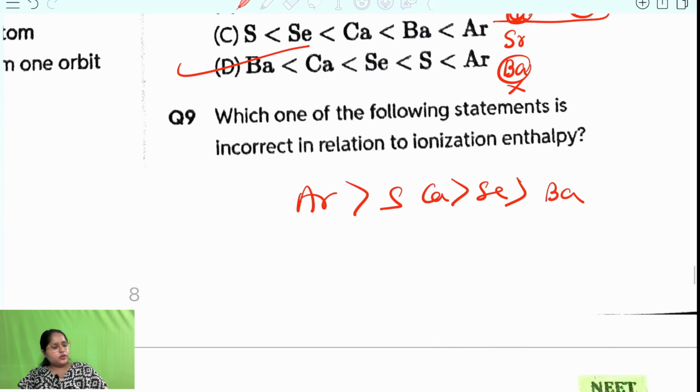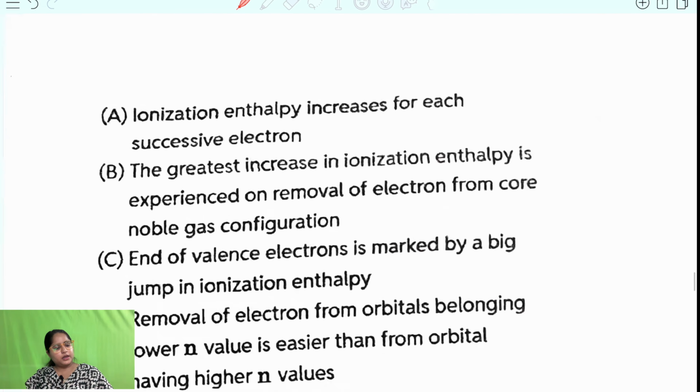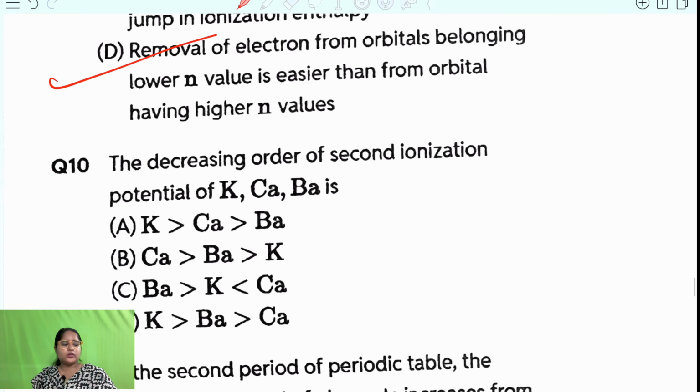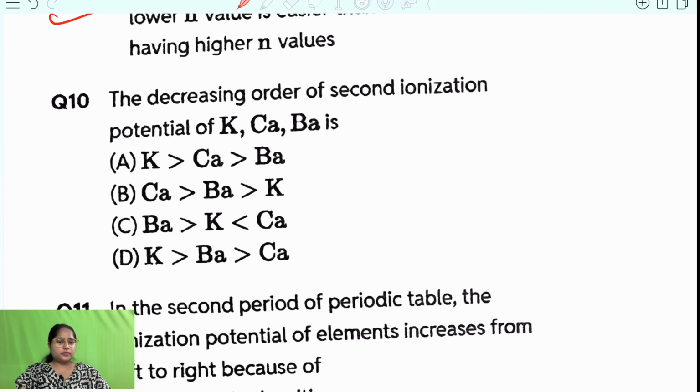Now let us see which of the following statements is incorrect in relation to ionization enthalpy. Ionization enthalpy increases for each successive electron. Yes, I3 is more than I2, which is more than I1. The greatest increase in ionization enthalpy is experienced on removal of an electron from the core. Same answer, the same question is repeated. Then I think this will be the wrong option. Lower n value is easier, higher n value is easier? Down the group, ionization energy decreases.